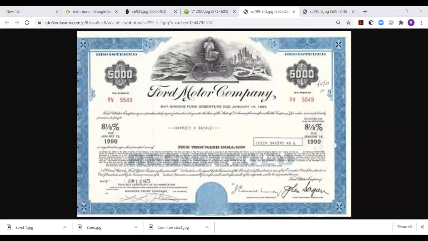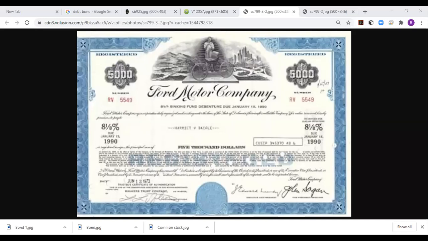The value of the bond, B naught. B naught means the value of the bond equals the sum of interest for every period, divided by 1 plus KD to the power t, plus the bond maturity value divided by 1 plus KD to the power N, right?